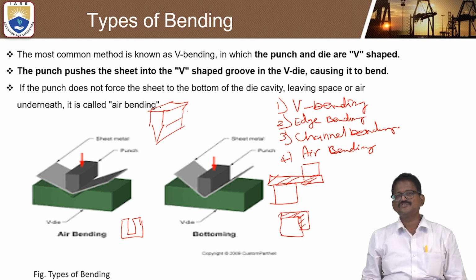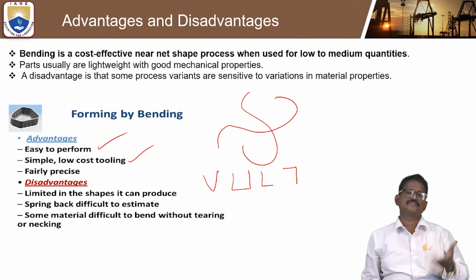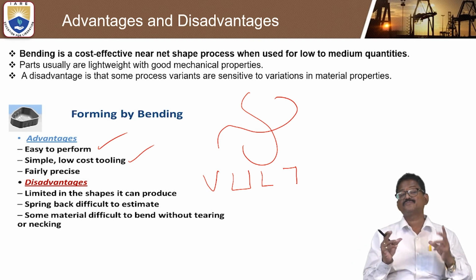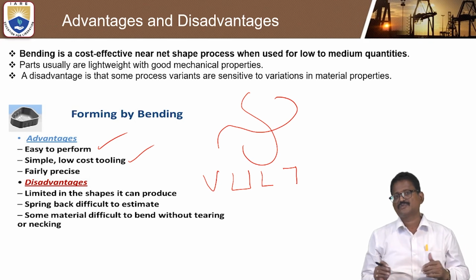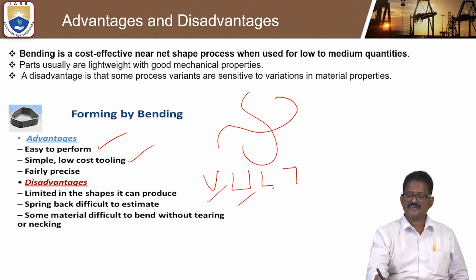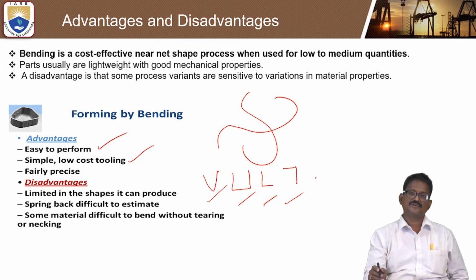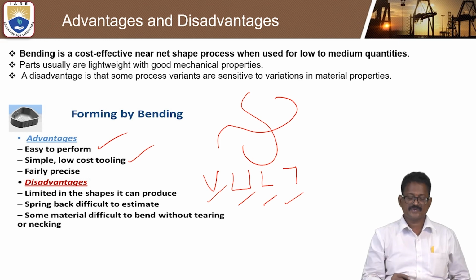I hope the students can understand clearly about the sheet metal bending process, that is V bending, channel bending, L bending, etc. These are the advantages: easy to perform, simple and low cost, and fairly precise, with exact dimensional accuracy. And the disadvantage is that only very limited shapes like V, channel, L, and reverse L can be performed. Complex shapes like S and some curvy shapes are complicated.